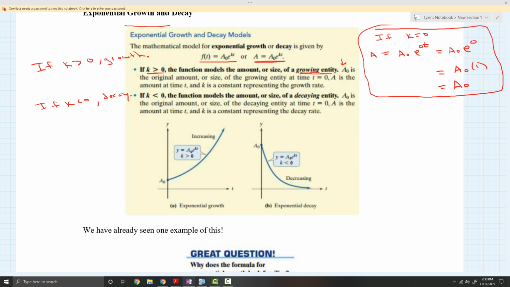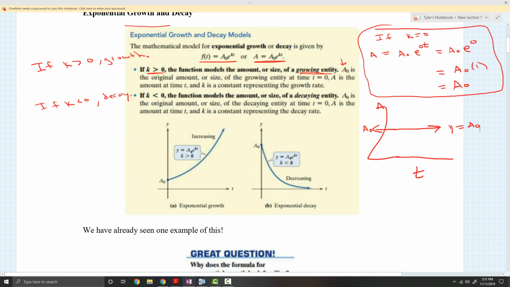So the graph of that would be a flat line. If this is the initial value, we would just have a flat horizontal line. This would be the function y equals a sub 0, which would be just some constant number, right? So that's not an exponential growth or decay.